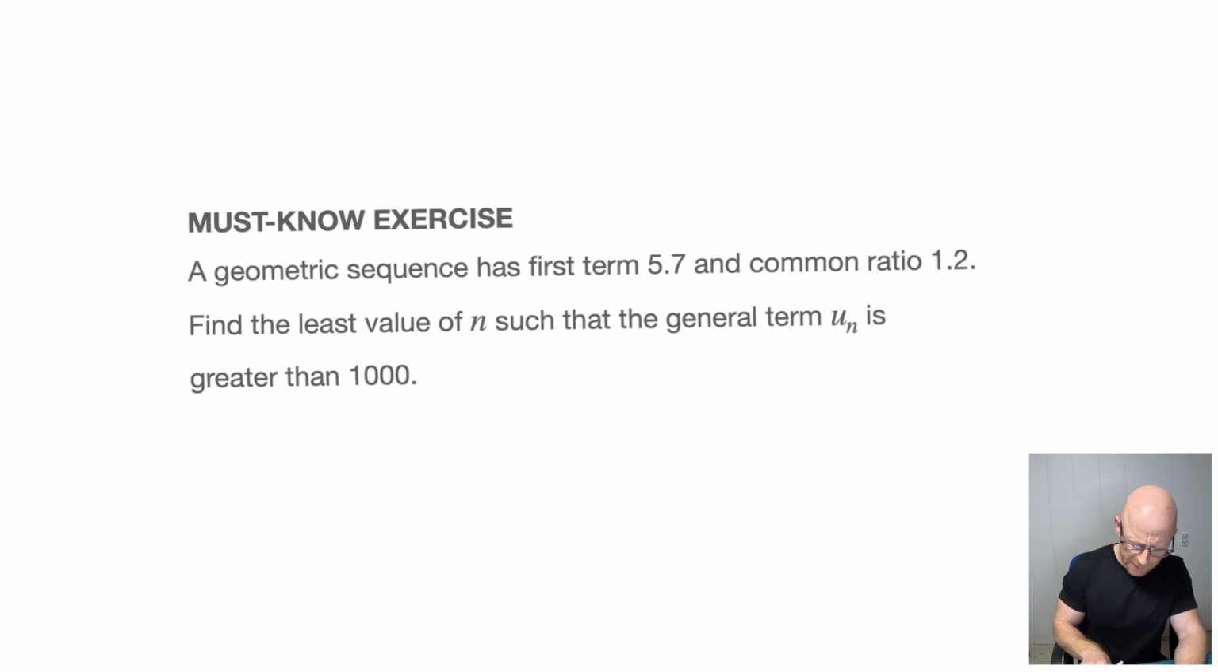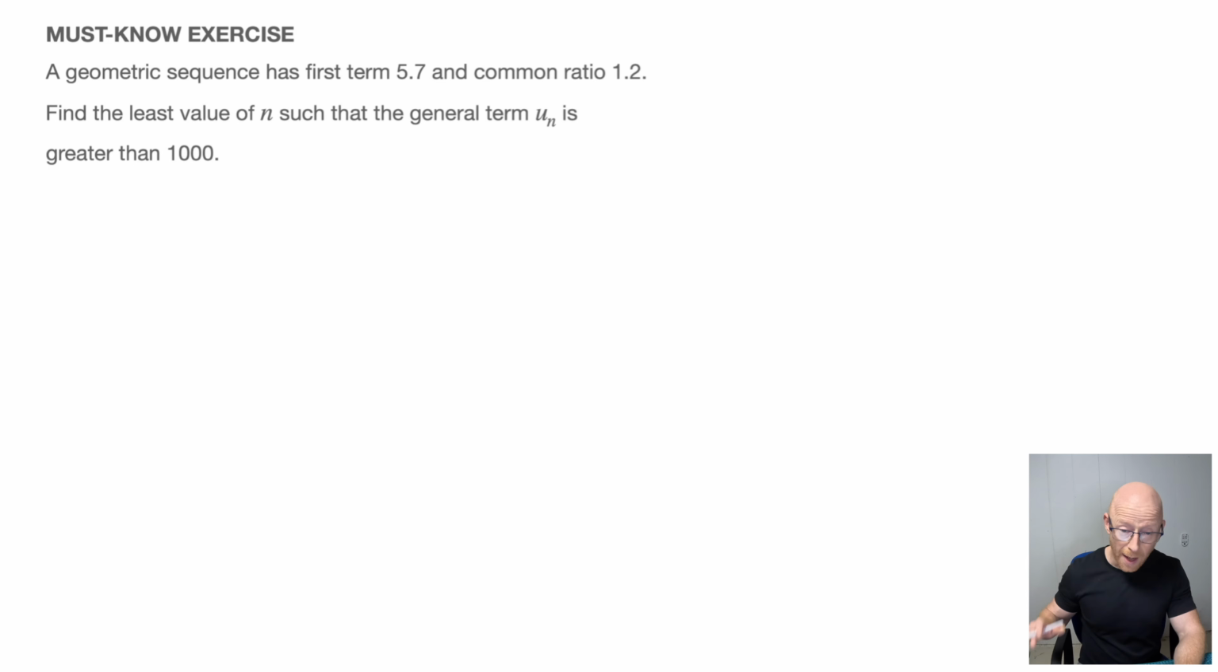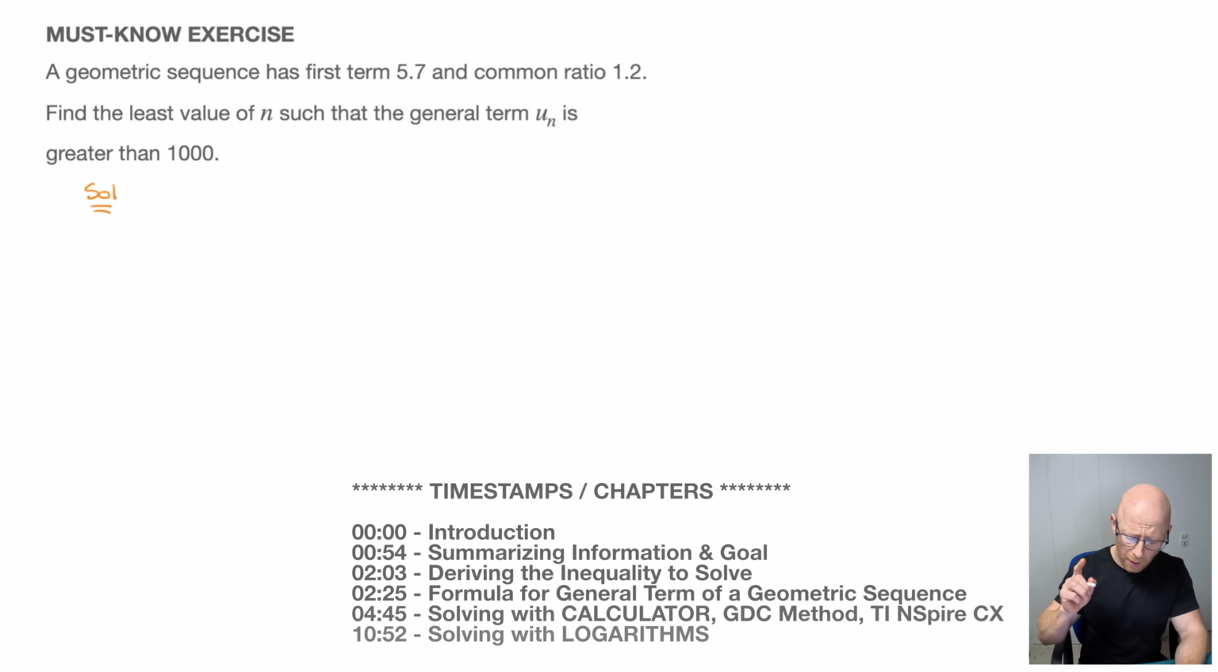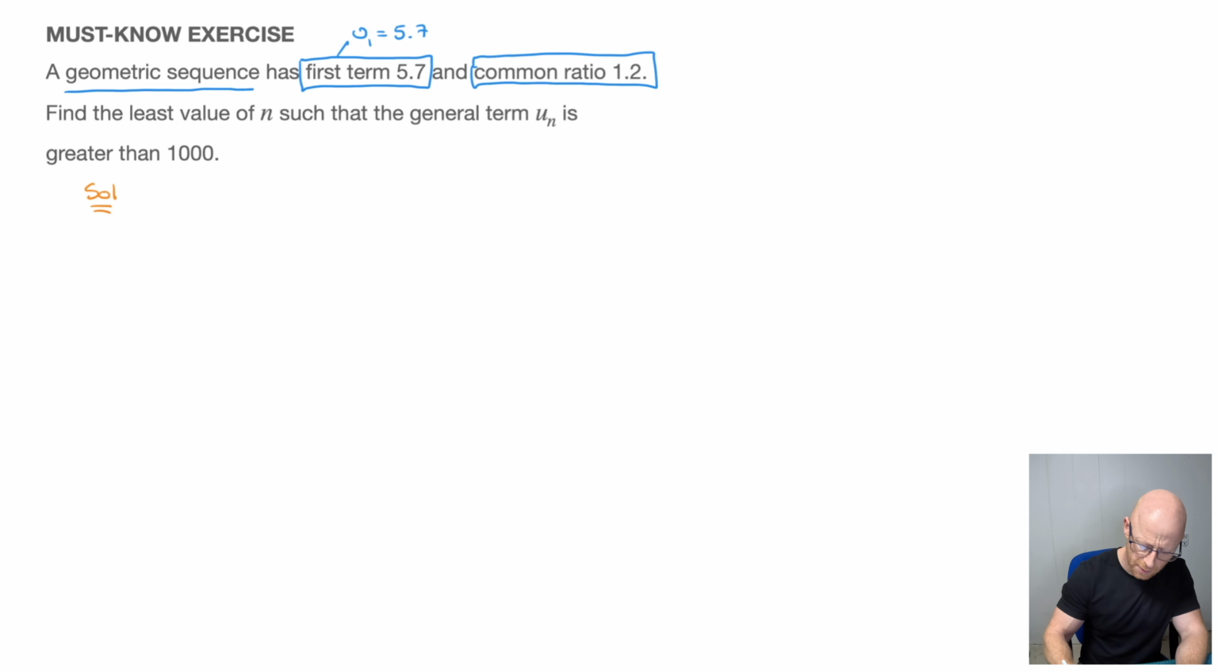I'll start by moving this question to the side, like so. And as I always do, I'll go ahead and write SOL here for solution. Now, what I always like to do is quickly summarize the information that's given in the question. So again, here we're told that we're dealing with a geometric sequence whose first term is 5.7, and we'll definitely want to make a note of that. I'll even label it like this: the first term, u sub 1, is equal to 5.7, and the common ratio r is equal to 1.2.